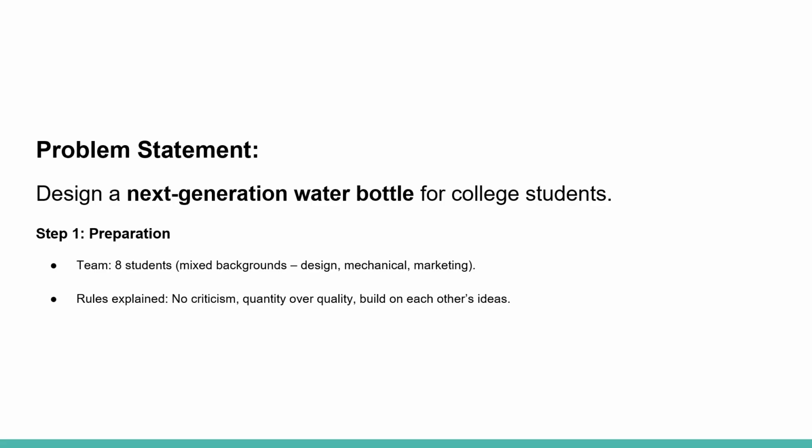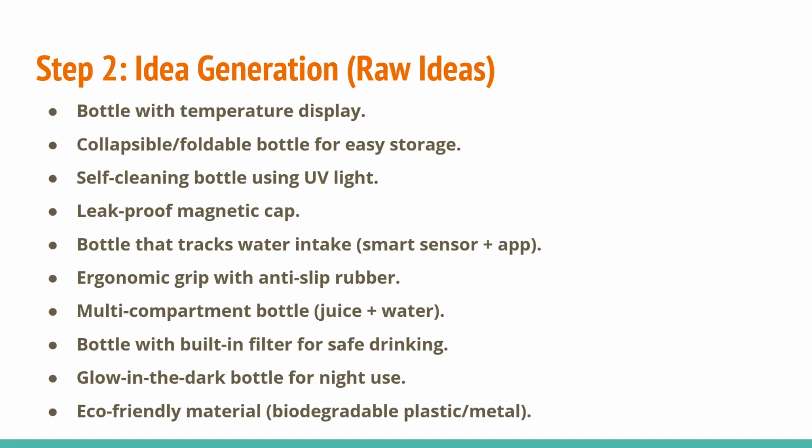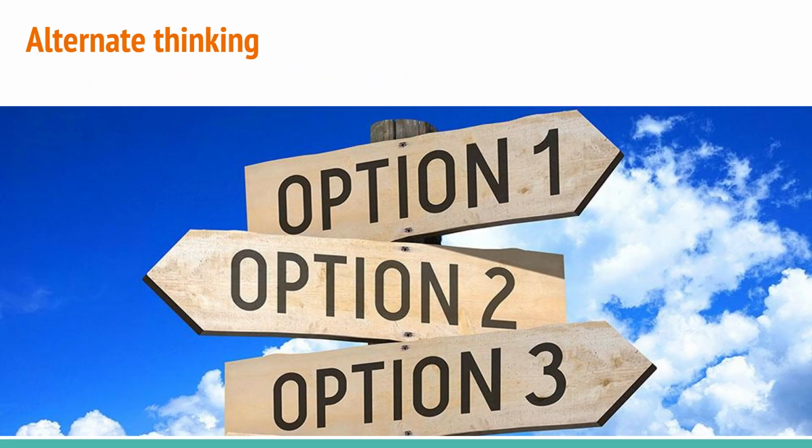Problem statement: design a next-generation water bottle for college students. Step 1, preparation. Step 2, idea generation by raw ideas: a bottle with a temperature display, a collapsible foldable bottle for easy storage, a self-cleaning bottle using UV light, a leak-proof magnetic cap, a bottle that tracks water intake, an ergonomic grip with anti-slip rubber, a multi-compartment bottle, a bottle with a built-in filter for safe drinking, a glow-in-the-dark bottle for night use, eco-friendly. Option 1, option 2, option 3.